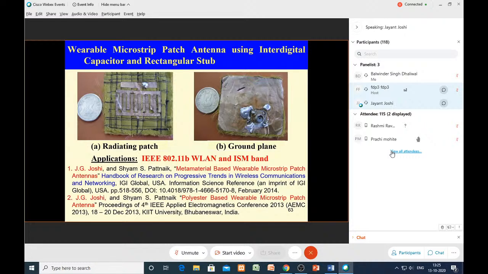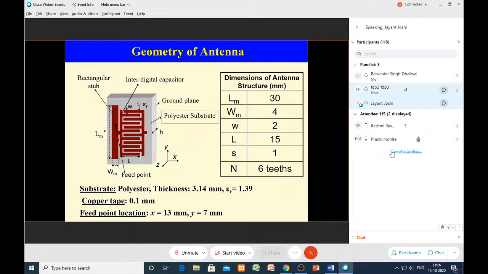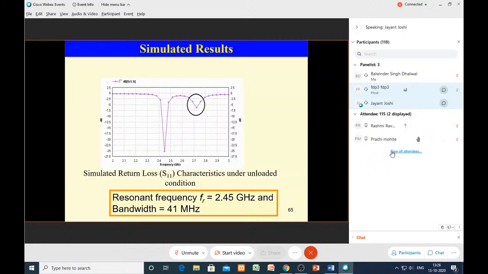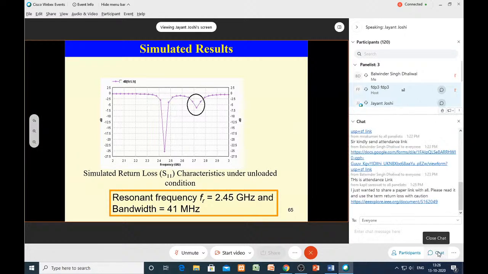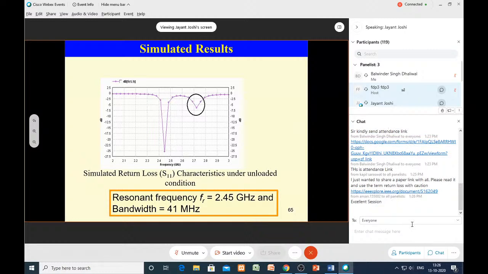See here, in the basic stage, the corrugations are there, so some results are shifted, which we will check. This antenna is again dual band, that is the 802.11 WLAN and ISM band. This is the geometry; a polyester substrate and copper tape are used. In the circle, you will see that in the simulated result we got a dip at -5 dB in the reflection coefficient S11. The desired resonant frequency I am getting is 2.45, that is not the issue, but we were worried about the second dip, which we observe at -5.